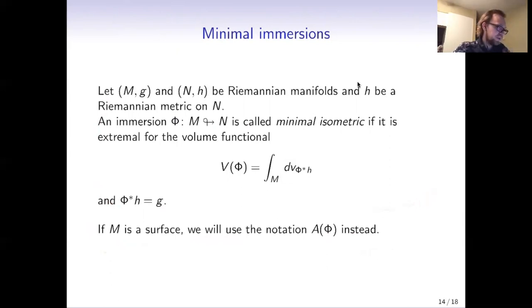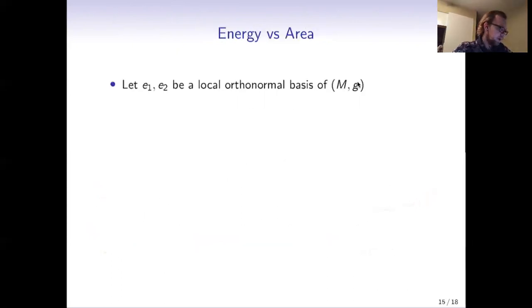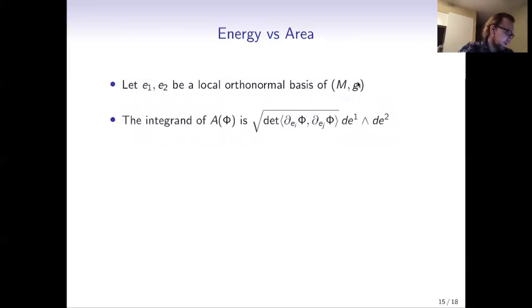Let's look at the relation between the area functional and the energy functional. It's actually very fascinating. So how does area relate to energy? Suppose we have a local orthonormal basis of M, g. What is the integrand of the area? We take the pullback metric, which will have these entries in this basis: the derivative of phi with respect to e_i paired with the derivative with respect to e_j of phi. And you take the square root of the determinant.